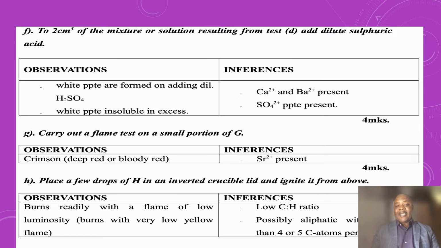So I did that, and the observation was that it burns readily with a flame of low luminosity. That is, it burns with a very low yellow flame. Any organic compound that burns like that has a low carbon to hydrogen ratio. In that case, it is an aliphatic compound, or maybe one having between 4 to 5 carbon atoms.